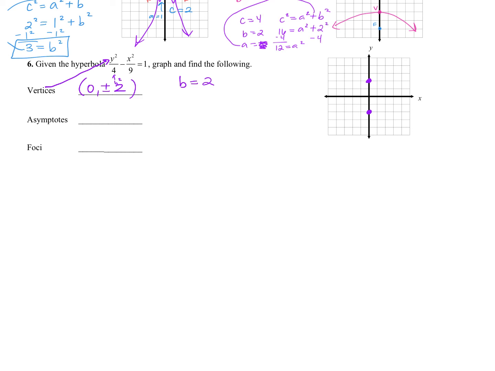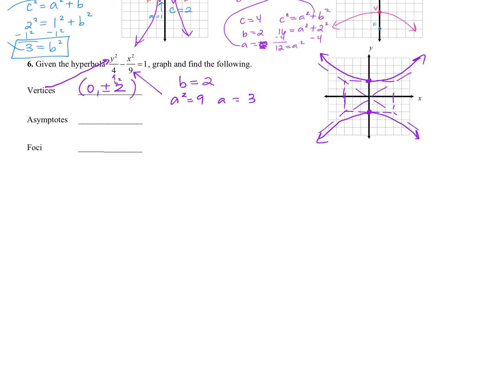Then notice this. That means our a squared is 9, so a is plus or minus 3. So if I go 1, 2, 3 to the right and 1, 2, 3 to the left, remember those aren't points. They're just going to help us make our box. So if we put our rectangle here, and then draw our asymptotes in, that means our curve is going to look something like that. Remember, you just kind of follow along those asymptotes. So our graph looks like that.